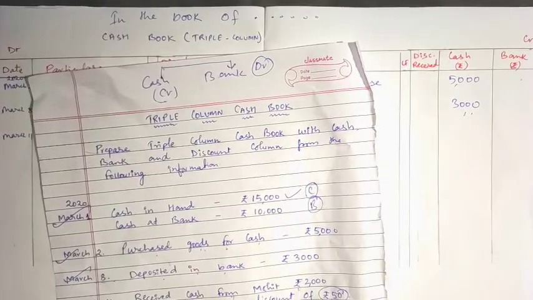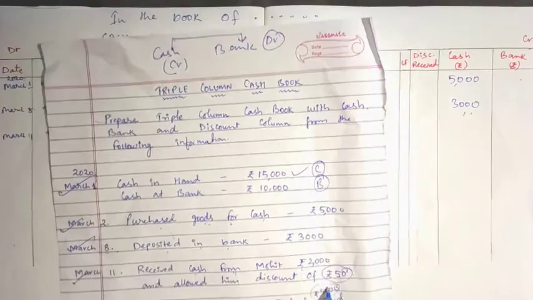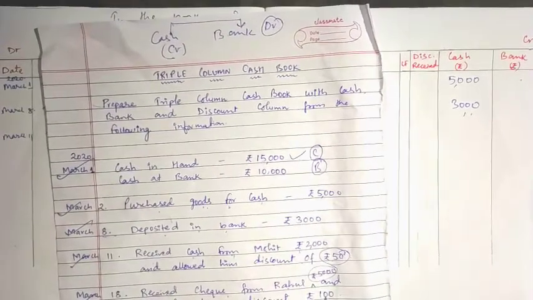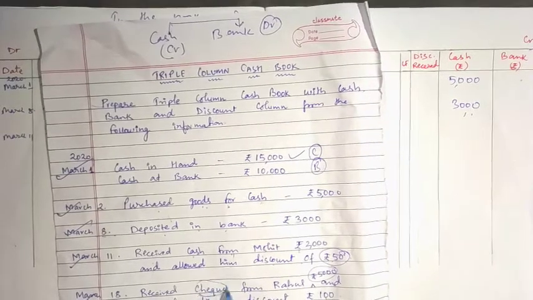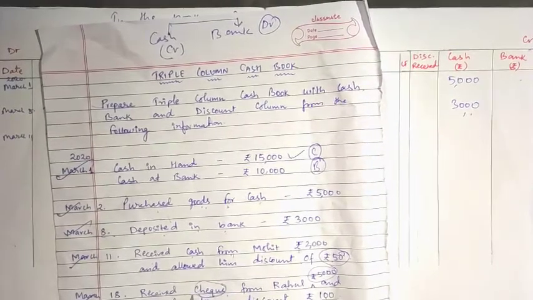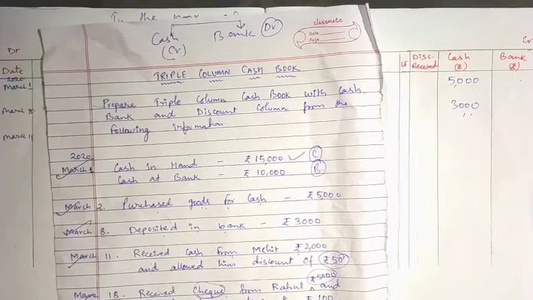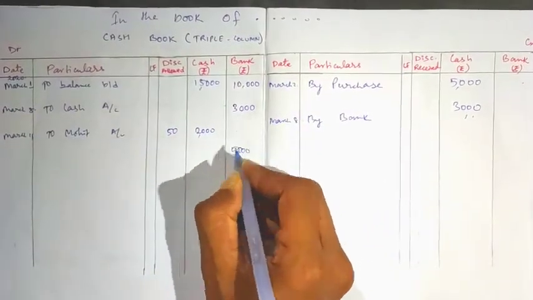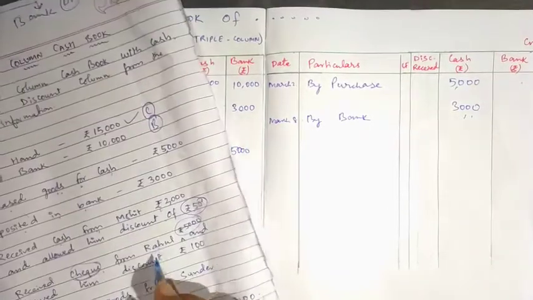Received check from Rahul rupees 5000. Clear? Rupees 5000 and allowed him discount 100. So received check. Now received check means it is linked with bank. So we'll put the amount in bank column. So received check means it will come 5000 in bank column. So we'll write 5000 in bank column and we'll write Rahul. So it is received by Rahul.